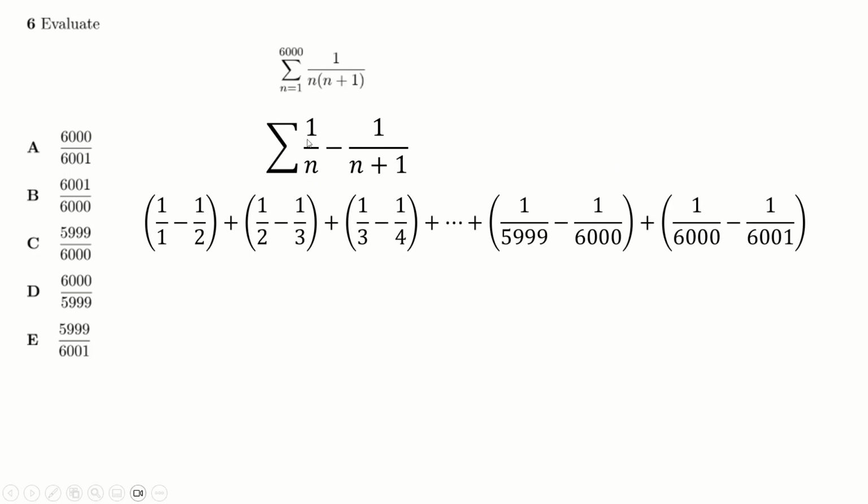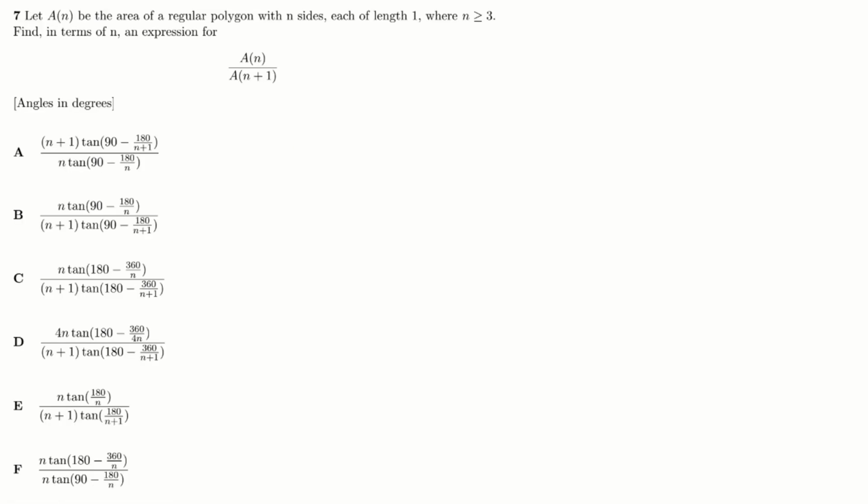So put in 1, you get 1 over 1 minus 1 over 2. And then when you put in 2, you get 1 over 2 minus 1 over 3. And when you put in 3, 1 over 3 minus 1 over 4, and so on. But of course, this half cancels with this one, and this third with this one, and this quarter with this one, all the way until the end. And the only things you'll have at the end are 1 over 1 and this minus 1 over 6001, because those two things have nothing to cancel with. And so the answer will be A.